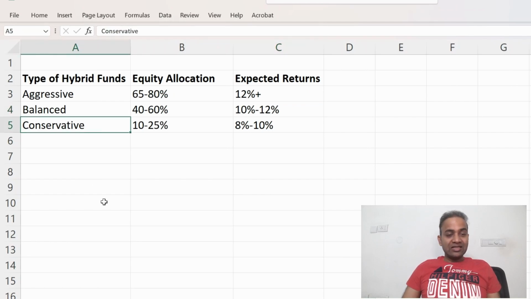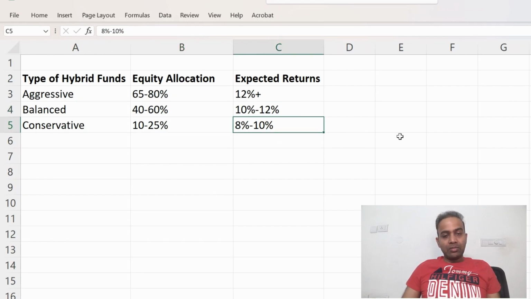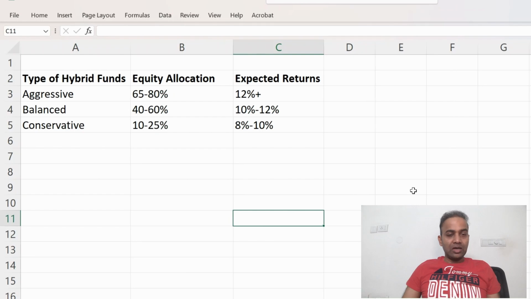Now, the next category is the conservative hybrid fund, which invests only 10 to 25% in equity. So it will not go beyond 25% of equity. In that case, the risk from market volatility is minimal, and you can expect some stable return from this kind of fund. But the return will also be on the lower side. It will be slightly higher than the debt fund, but lower than your balanced fund. Also, these are indicative returns over the long term, but past returns are not an indicator of future returns. This is just to help you understand how these funds work.